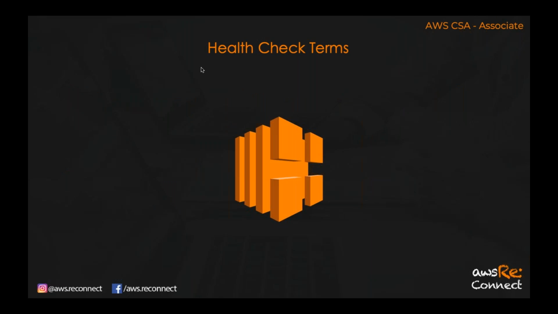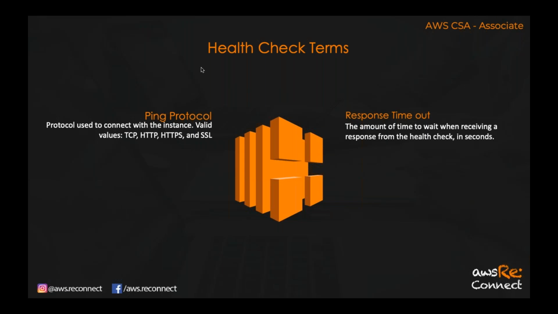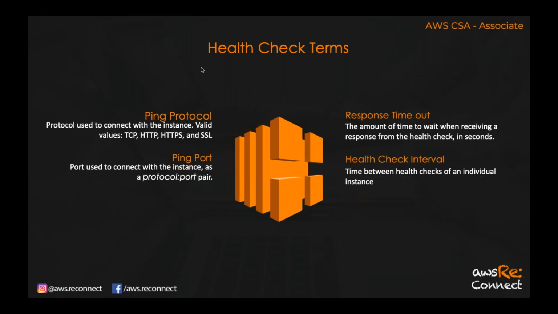Now, health check terms. What are the parameters from where you can define the health check? First is the protocol. Resource timeout, that is the time to live, after how many seconds. If I'm requesting something, how many seconds I should consider as the response timeout. Ping port, that is at what port: 80, 443, 22, etc. Health check interval, after what interval this health check should repeat.